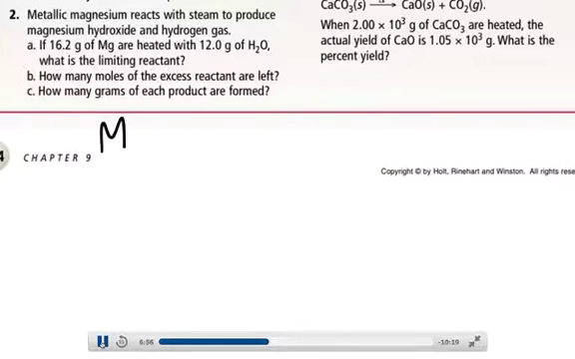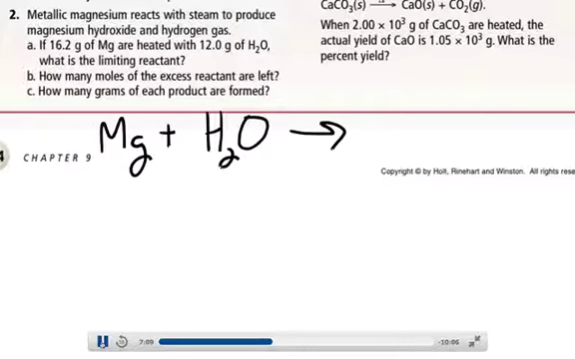So we have metallic magnesium, because that would be so much fun, wouldn't it? Metallic magnesium reacts with steam. What is steam? So I have to write the balanced equation first. Reacts with steam. I think that's water is what they want us to produce. That means put an arrow. Magnesium hydroxide and hydrogen gas.